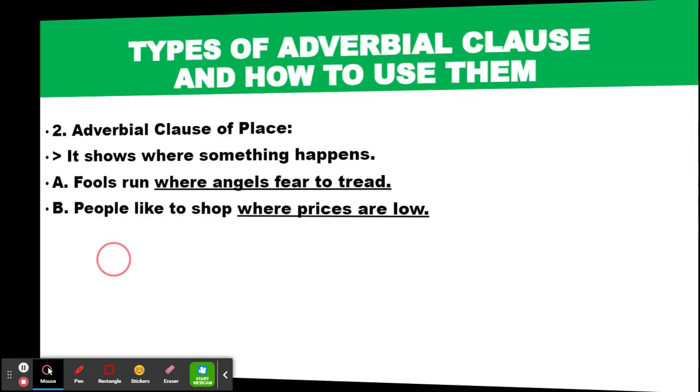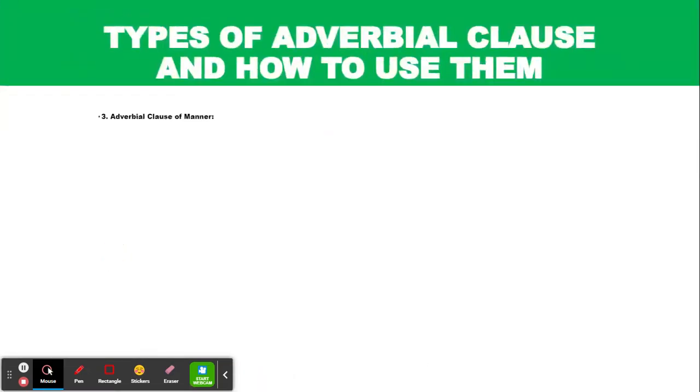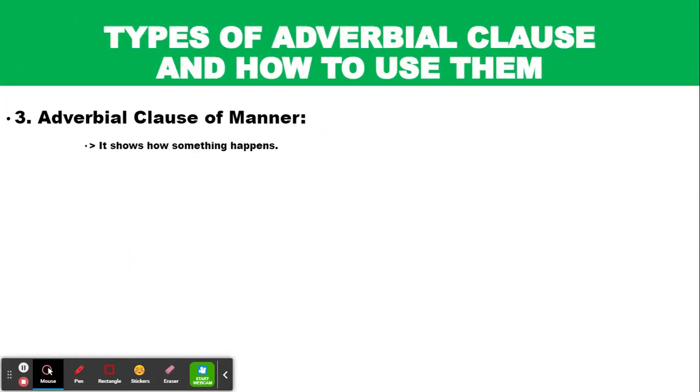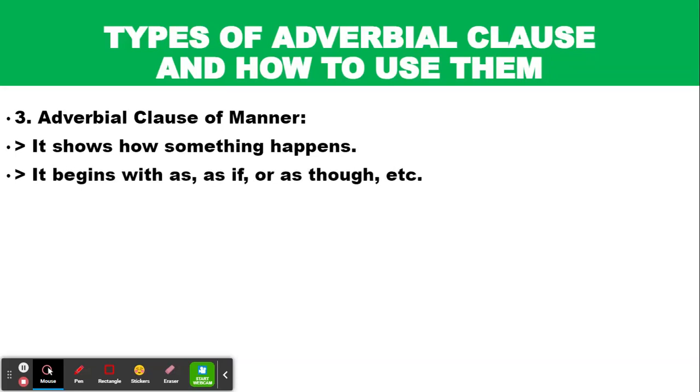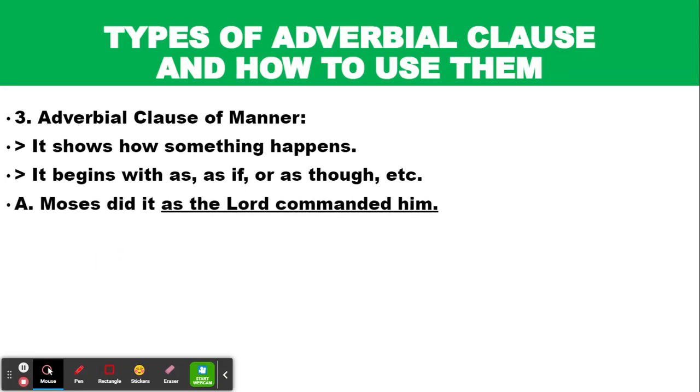Okay, let's move on to adverbial clause type 3, adverbial clause of manner. It shows how something happens. It answers the question how. And again, it begins with as if, or as though, and so on.